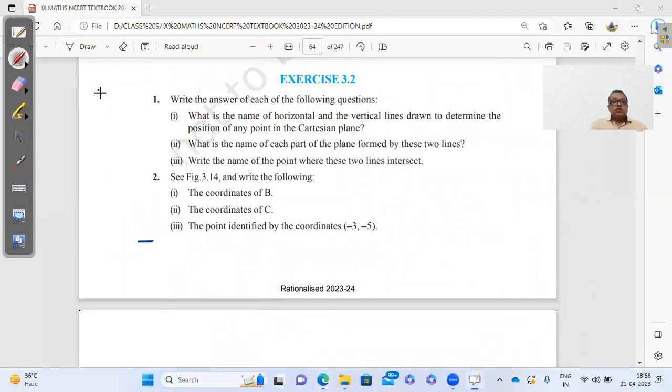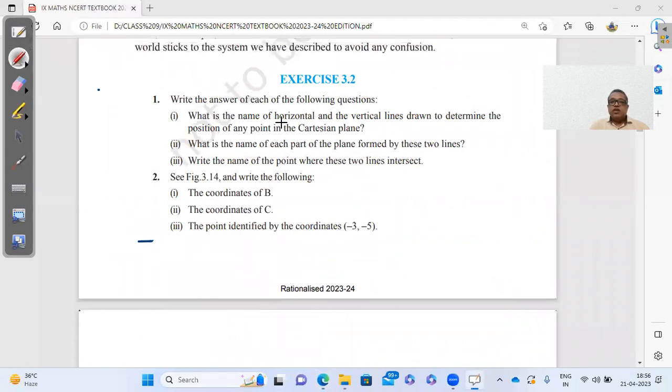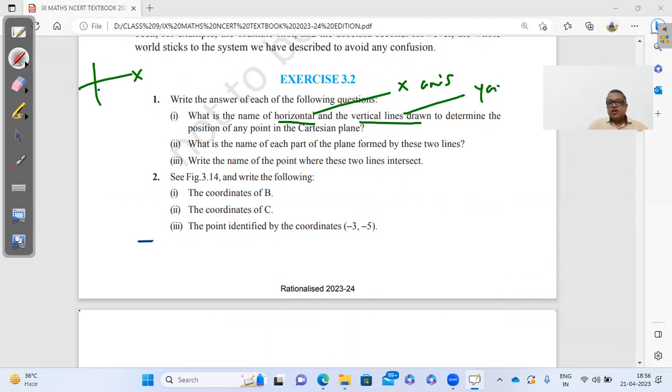Write the answer to each of the following questions. What is the name of the horizontal and vertical line? So the name of the horizontal line is x-axis. This is the horizontal line, the x-axis. And what is the vertical line? The vertical line is y-axis. So the answer to question one: horizontal line is x-axis, vertical line is y-axis.